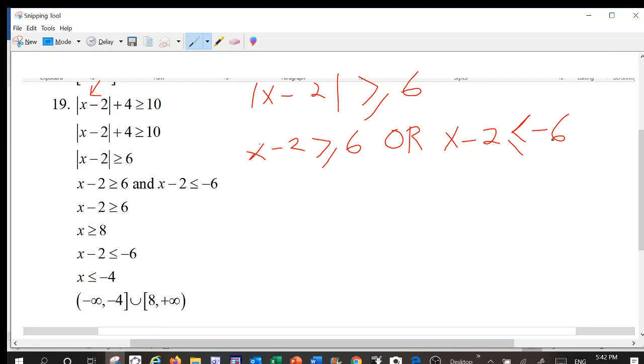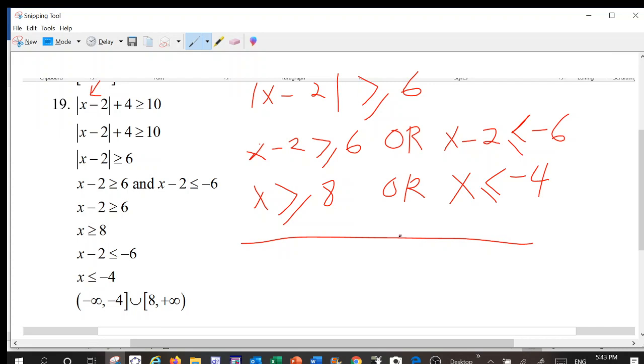That is easy to do. That's just a linear inequality. It means x is greater than or equal to 6 plus 2, which is 8, or x is less than or equal to, we add 2 to both sides, so we get negative 4. So you can put it on the number line. Here is 8. We want 8 and all the numbers after it. And then this is negative 4. We do want negative 4, and we want all the numbers to the left.